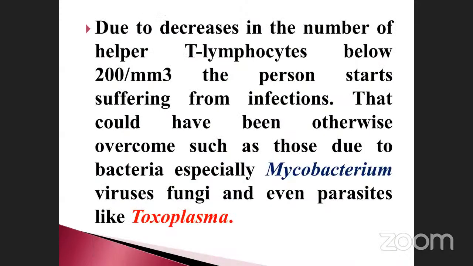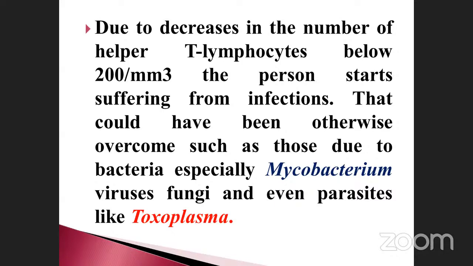Okay, so this is the thing. Due to the decrease in the number of helper T lymphocytes below 200 per cubic millimeter, the person starts suffering from infection. So you must know the normal value of T lymphocytes in your blood. Suppose it is 200 per cubic millimeter, that is called the normal level, I think. If it is reduced below 200, what happens? You are in the sick condition, suffering from HIV or any other virus like that.